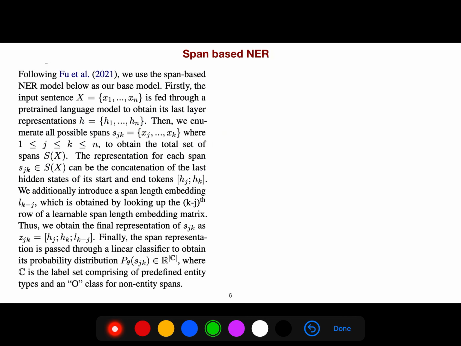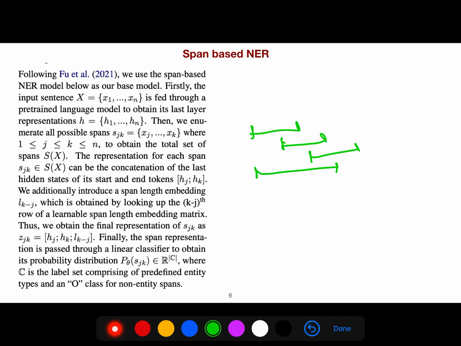Firstly, the input sentence is fed through a pre-trained language model to obtain its last layer representation. Then we enumerate all possible spans to obtain the total set of spans, and the representation of each span can be the concatenation of the last hidden states of its start and end token.